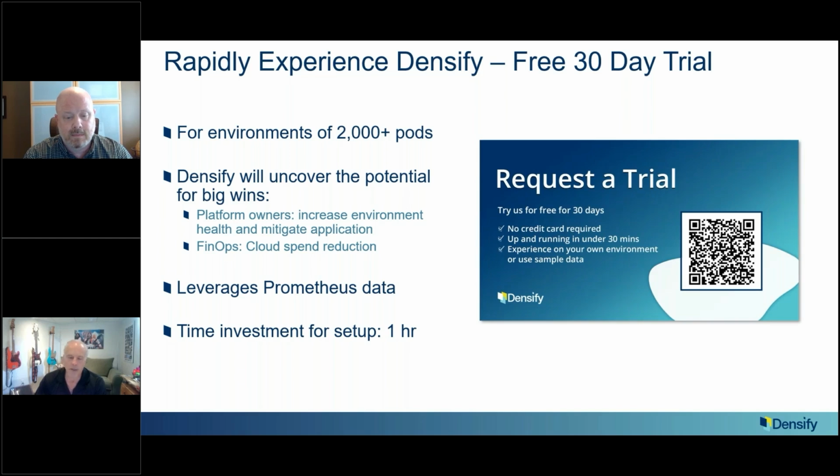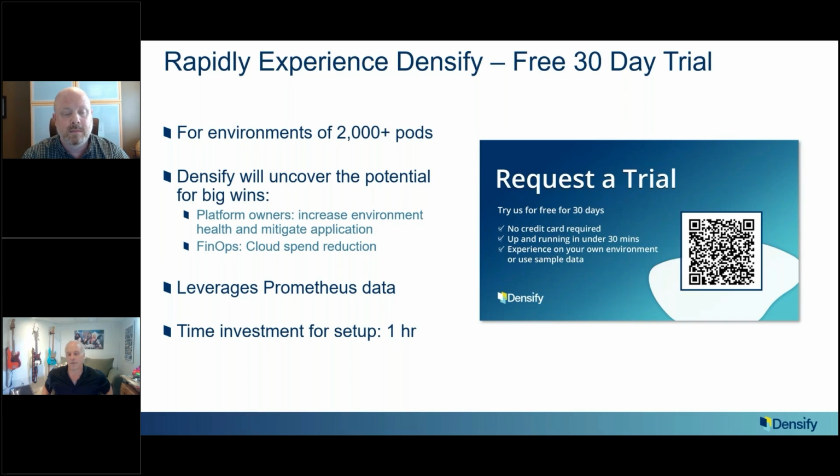We'll uncover the potential for the platform owners, which is really looking at those out of memory kills and areas where we've got restarts and mitigate that application risk. And from a FinOps perspective, the ability then to reduce the cloud spend as we fix the resources in the Kubernetes environment. We will also look at the nodes that stuff is running on and look for actual cloud spend reductions. It uses Prometheus, so you need Prometheus installed in your environment.